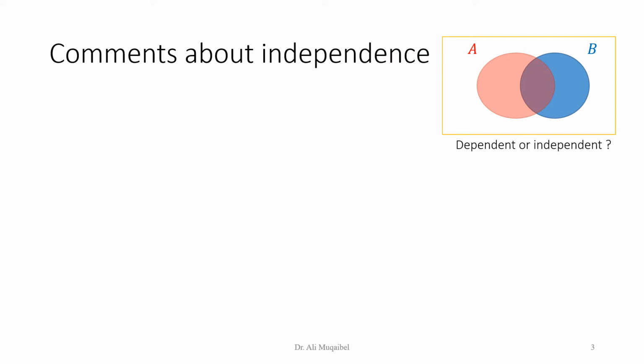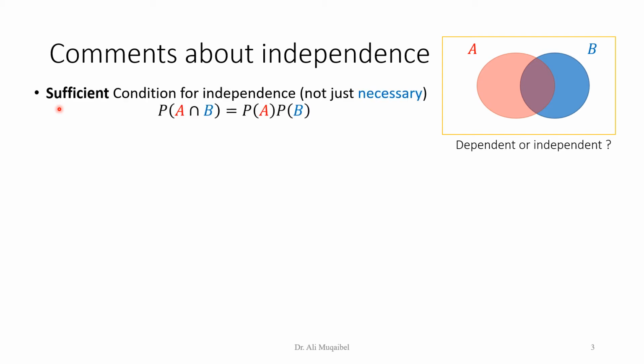Now, there are some comments about independence which we need to address. Look at the Venn diagram here on the side. Can you conclude that these are independent or not? We cannot directly find independence from a Venn diagram. So we need to look at the condition of independence. The condition of independence is sufficient. It's not just necessary, which means if this is true, there are no other conditions needed. You automatically can conclude that the two events are independent. Of course, this is called a sufficient condition.